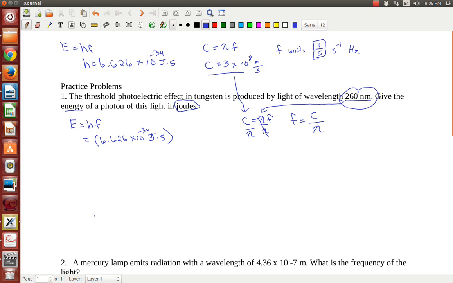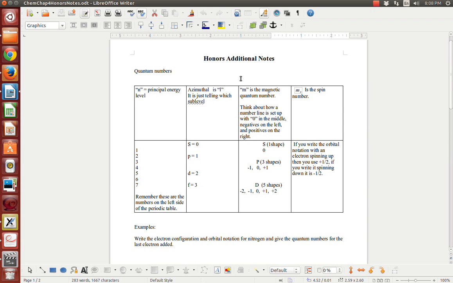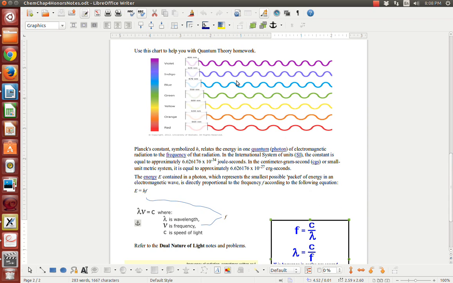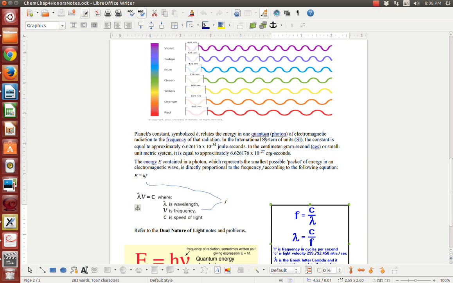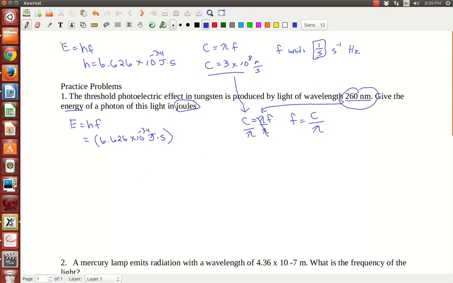Now I'm going to show you something else. On the notes that I gave you here, this is the honors additional notes. On the second page, you will see not only the colors of light, you'll see the wavelengths of light given in nanometers, the information about the quanta from the photons from Planck's constant, and the energy formulas. Again, you'll see the F there instead of the nu, but you'll see the different forms that relate the speed of light and frequency and wavelength. All these forms are possible, but it's just the same equation that you have to manipulate to be used in whatever form that you need.